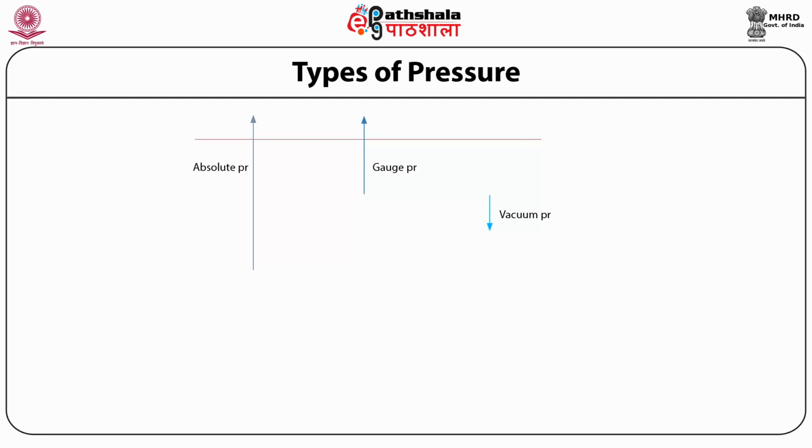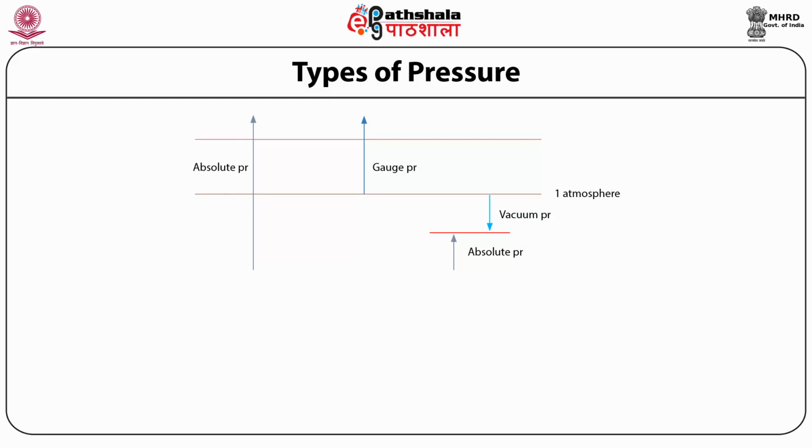If the pressure is measured from absolute vacuum as datum line, the pressure is called as absolute pressure. The violet color arrows indicate absolute pressure in this picture. Bourdon tube pressure gauge measures absolute pressure. Standard atmospheric pressure is equal to 101.325 kilopascal.